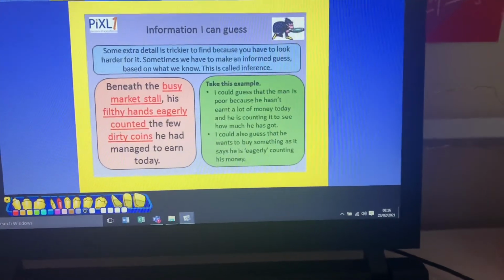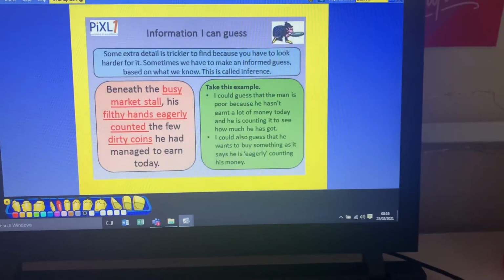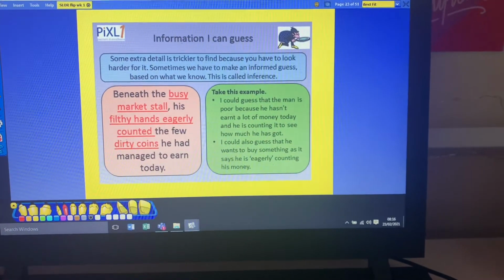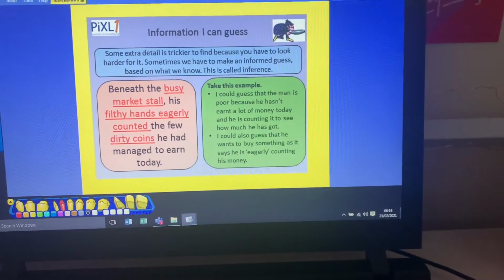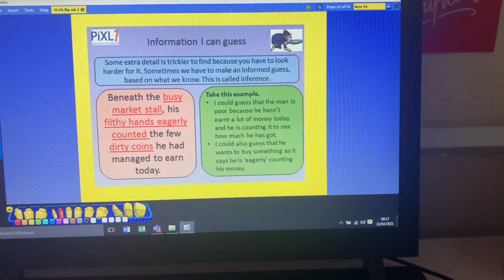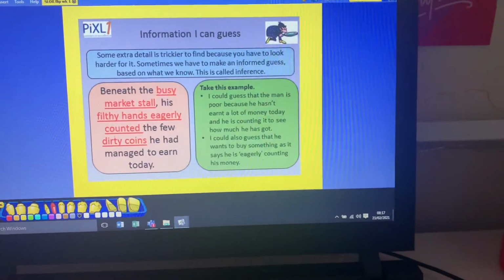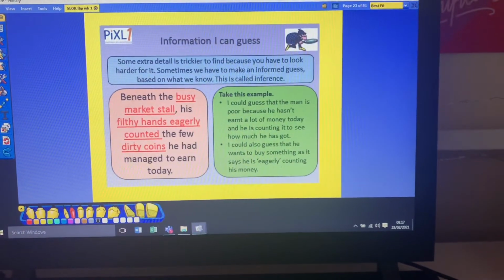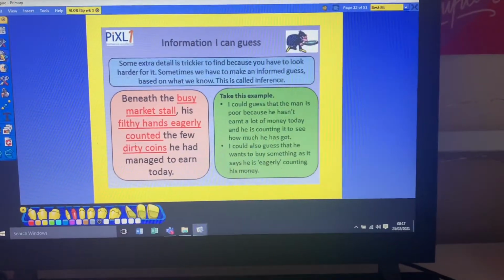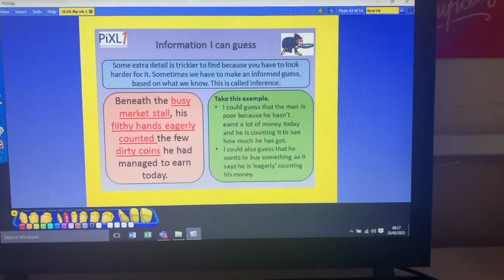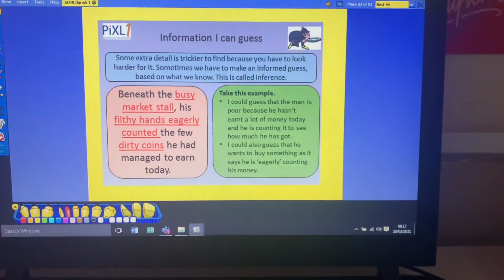So, beneath the busy market stall, his filthy hands eagerly counted the few dirty coins he had managed to earn today. Now, I can guess from this that the man is poor because he hasn't earned much money and he's counting it to see how much he's got. I can also guess that he wants to buy something because he's counting it eagerly, which means he's counting it enthusiastically. He's desperate to know how much money he has. So he must be wanting that money to buy something.